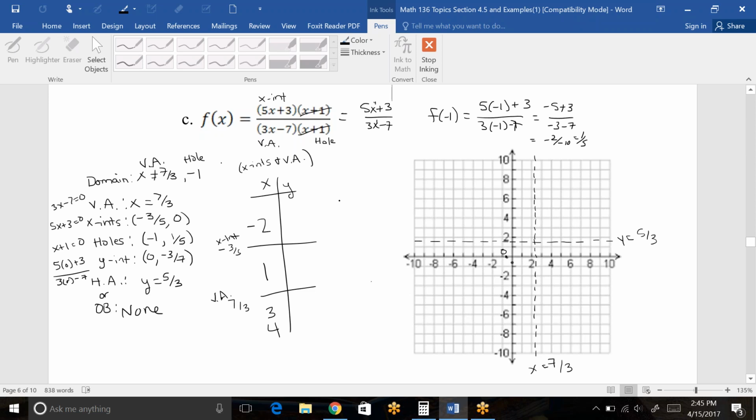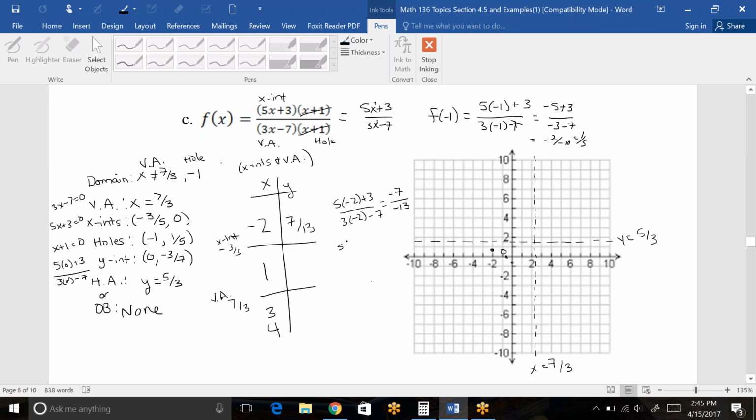And then we just plug this in to what's left when we reduced. So 5 times -2 plus 3 over 3 times -2 minus 7. That's -10 plus 3, so that's -7 on top. That's -6 minus 7, so that's -13. This is +7/13. So that is still a little bit underneath 1. So that's going to be right about there.